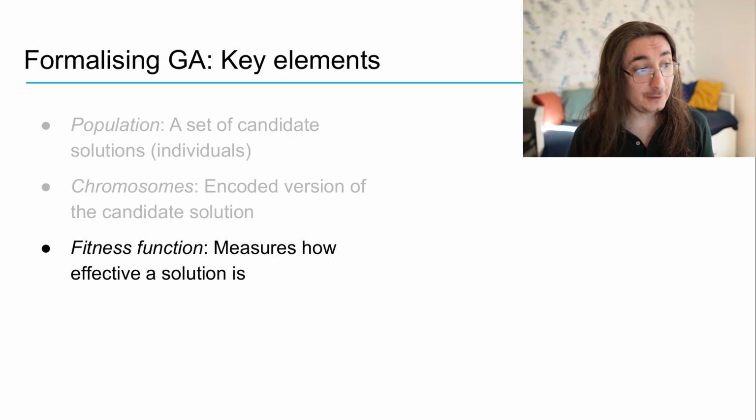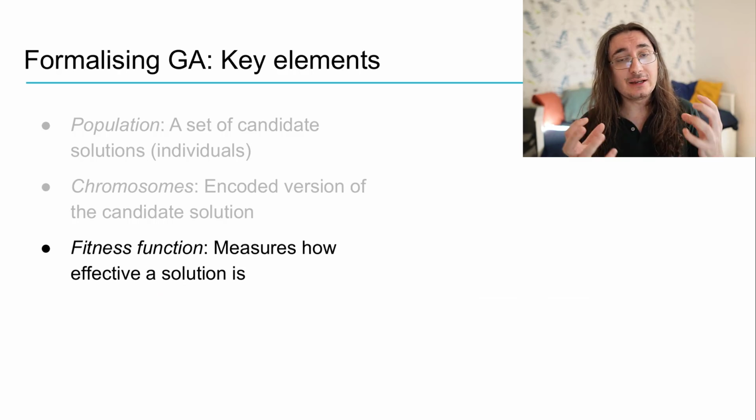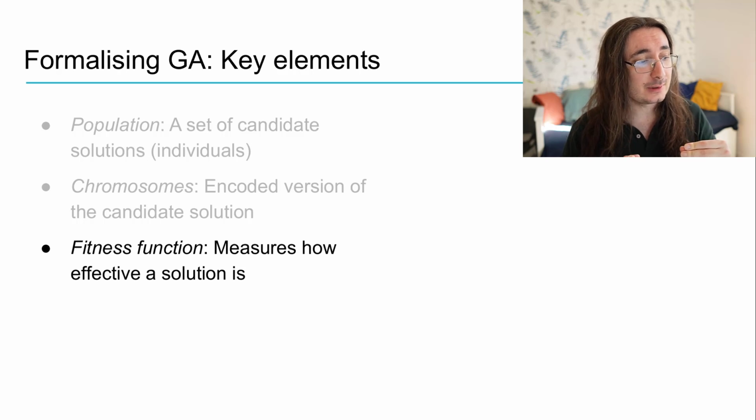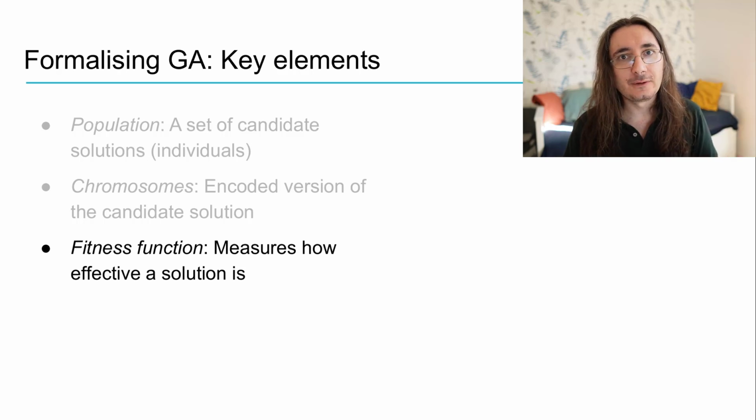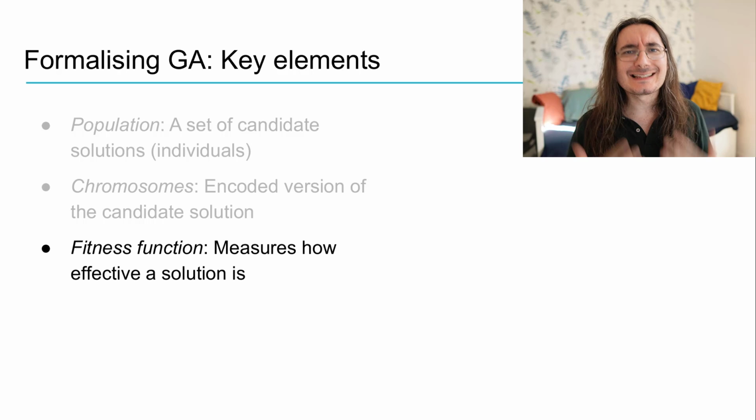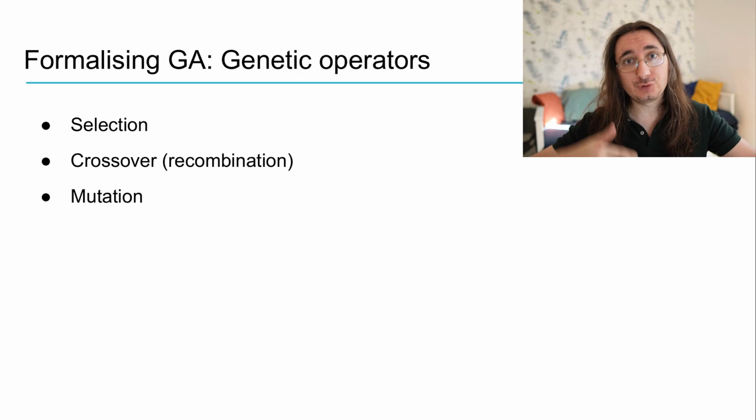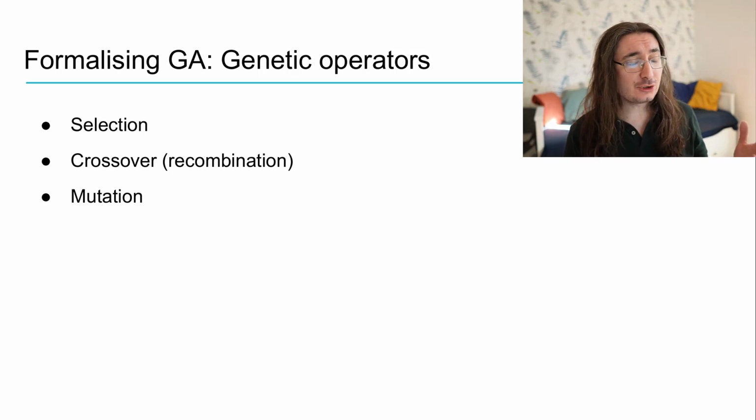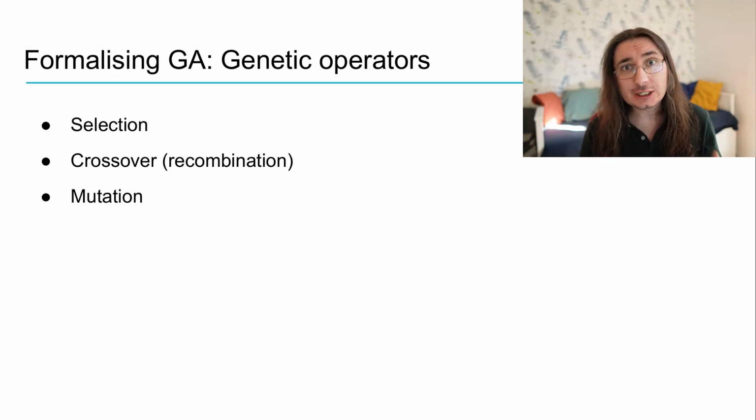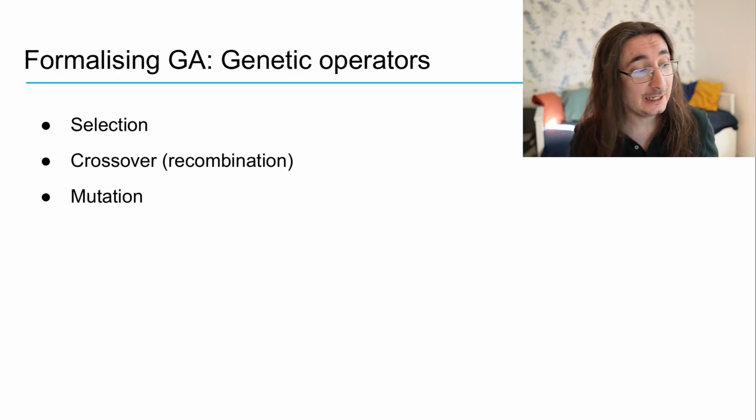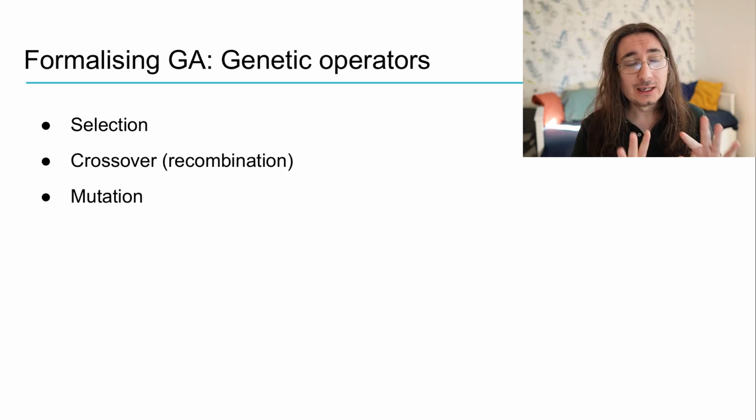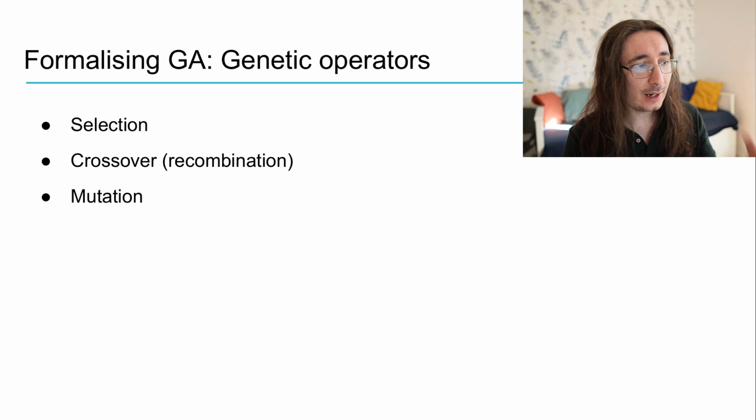Then, of course, we have a fitness function. The fitness function is a function that basically measures how effective, how fit a certain solution is. Beyond the key elements of genetic algorithms, we also have 3 genetic operators. These are used at every iteration of the genetic algorithm. The genetic operators are selection, crossover, also called recombination, and mutation. Let's dive into each one of them in isolation.